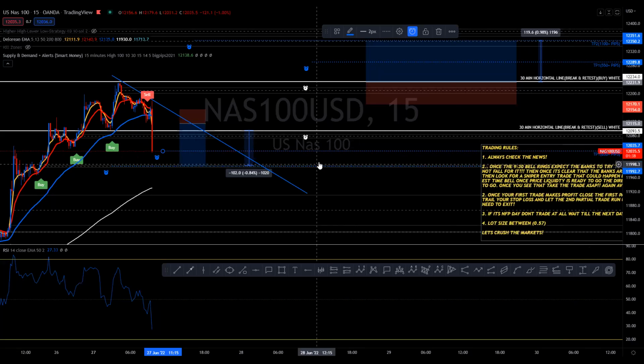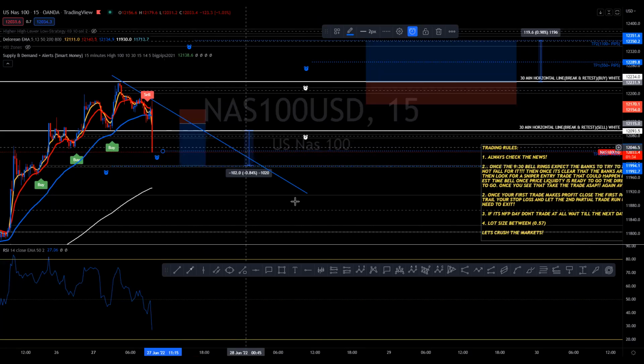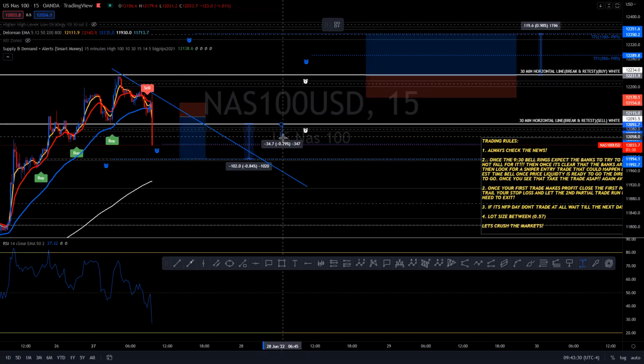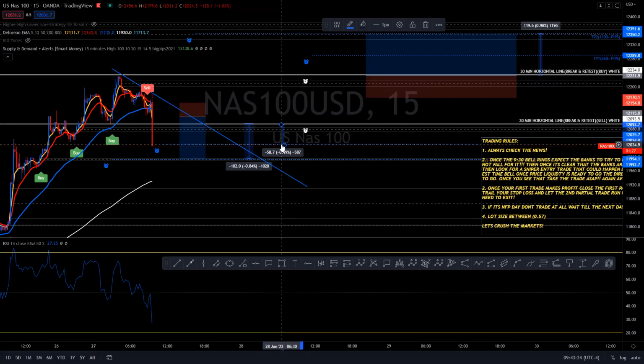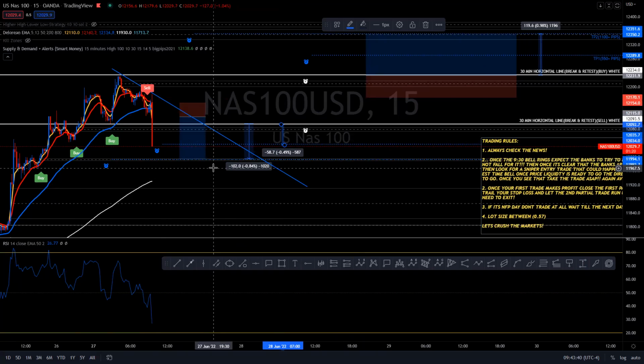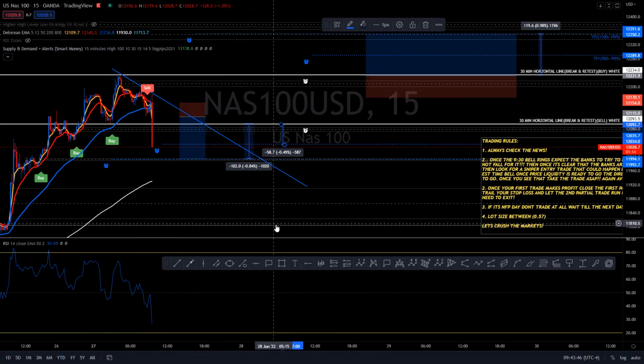I don't know why my alarm didn't go off, but it hit my first take profit here. So that's about, let's see, 580 plus pips. So it's a good session and it's still dropping. My goodness.